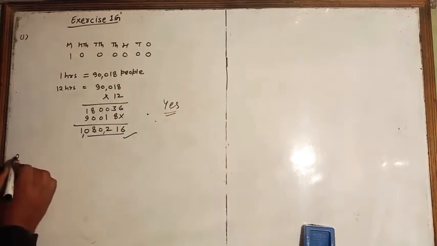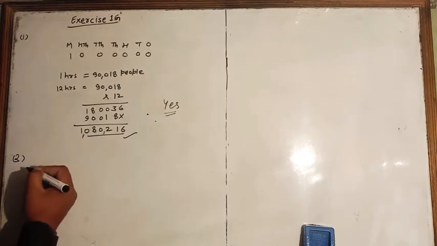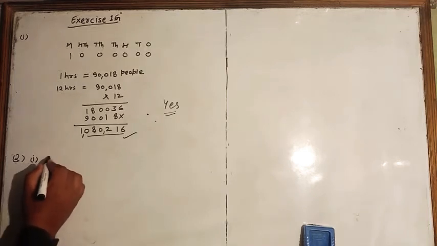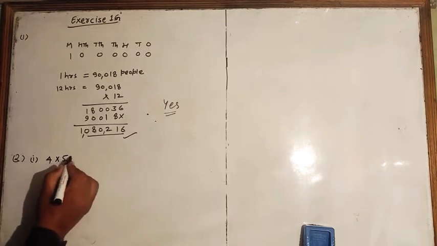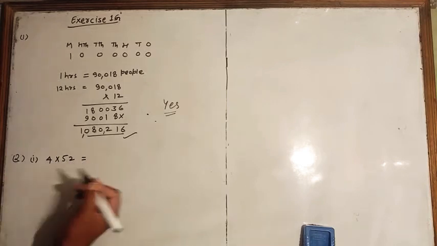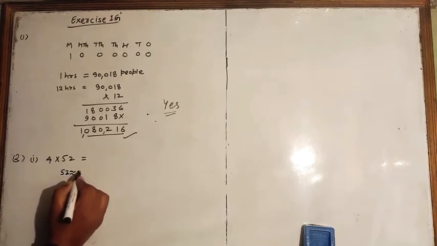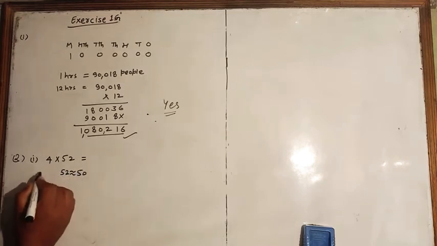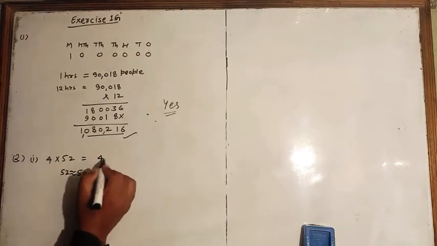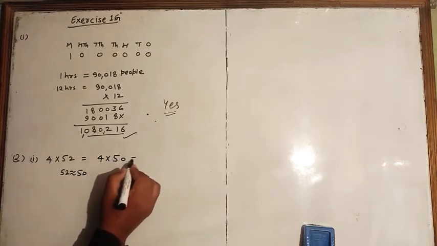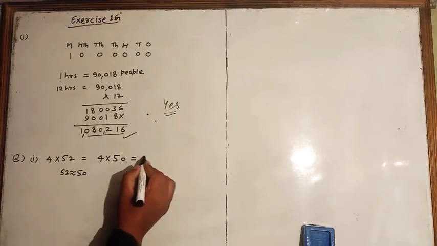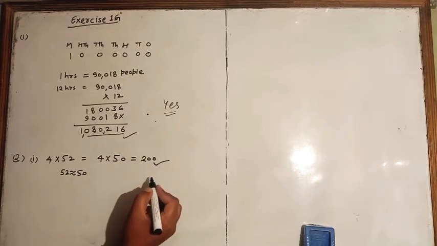Now come to question number two. Choose the most suitable estimate from the possible answers given. Answers are given, but you have to choose the correct one. It is written 4 into 52. So how will you do it? 52 can be estimated as 50. So we can write it as 4 into 50. Now 4 into 50 will be 200. So the second option, 200, will be the correct one.